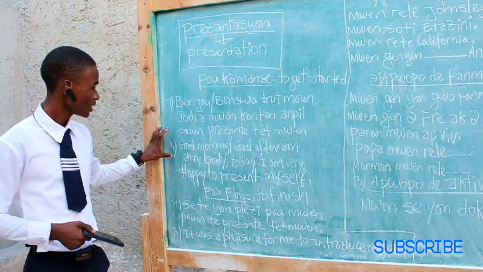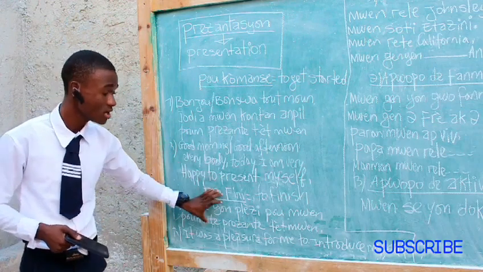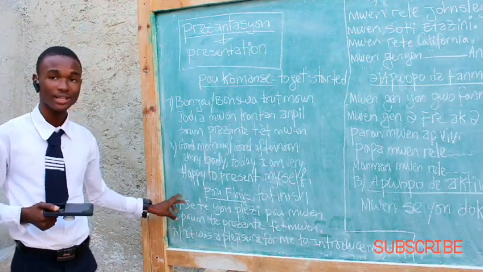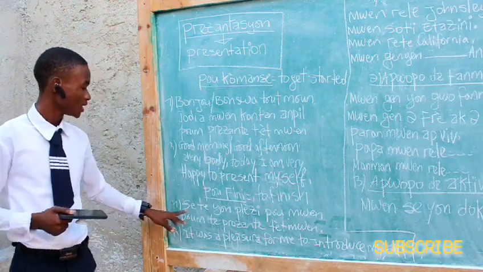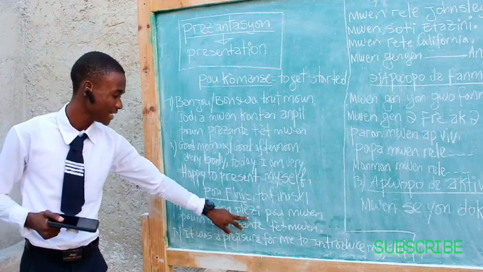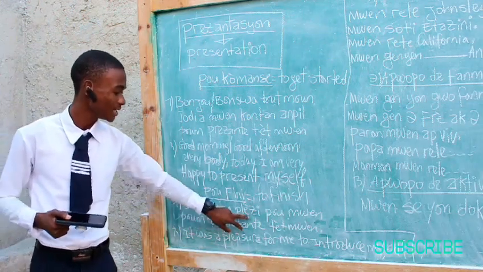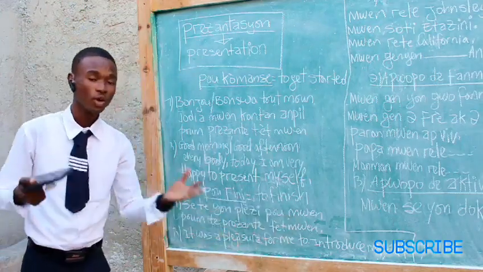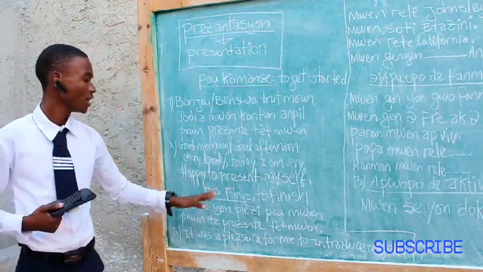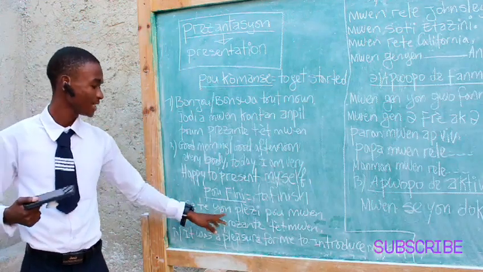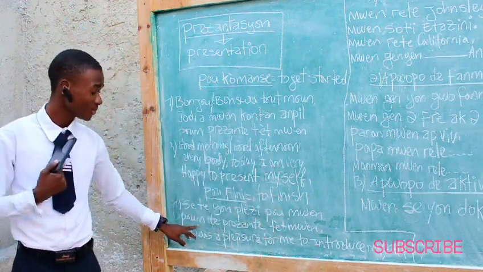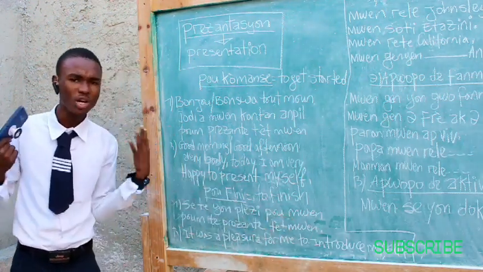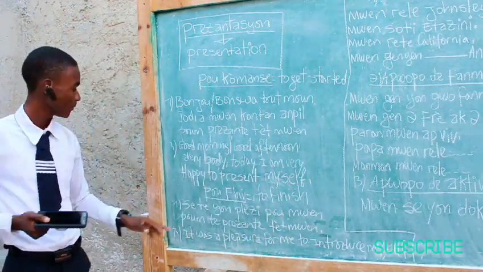And to conclude, to finish your presentation, you will end your presentation with this sentence, okay? You could say, c'était un plaisir, it was a pleasure pour moi, for me, to introduce myself. C'était un plaisir pour moi pour te présenter tête moi. So tête moi means myself, okay?